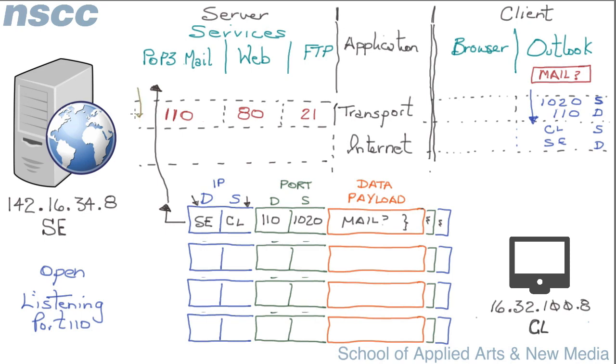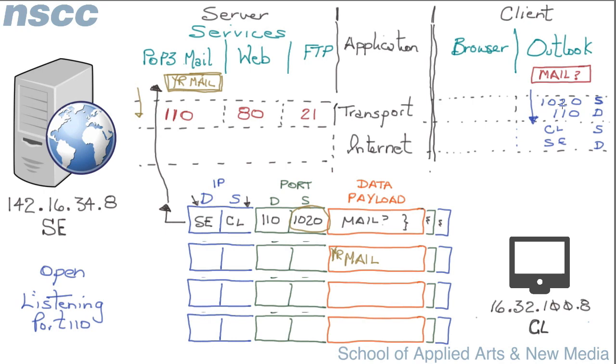So now it's going to say, here's your mail messages, and that's going to constitute the data payload. As it's passing down to the transport layer, we'll construct this packet. This is your mail. The destination port, well, it's remembered the destination port from the source port that it received.